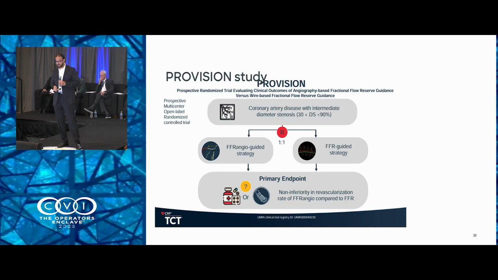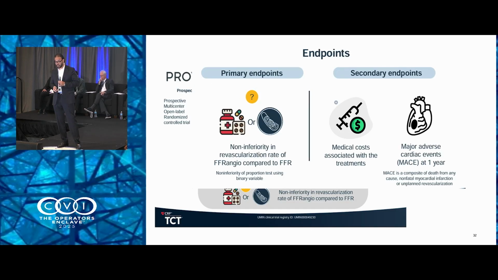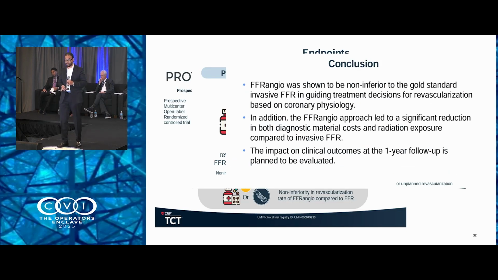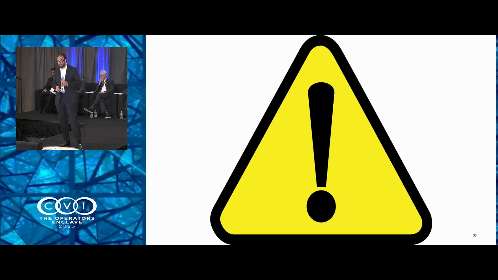More data came out from the PROVISION study, again comparing these two arms, looking at an endpoint of non-inferiority of revascularization rate of FFR angio compared to wire-based FFR. And what we found was basically it was very similar. But is that enough to put this across the whole board, to actually apply this as your standard of care?